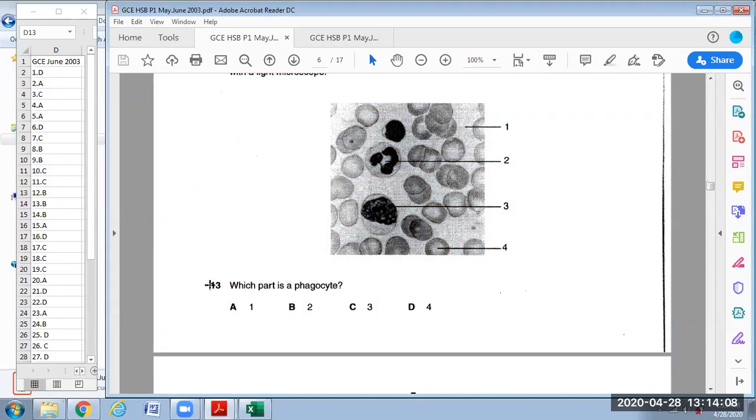13. Which part is A? Phagocyte. The answer would be B. Yes, B, because of the lobed nucleus here. This is our lymphocyte here. This is a red blood cell. And this here is plasma.